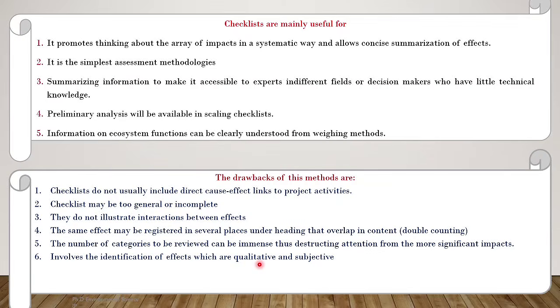And the absence of quantifiable data can make it difficult to compare and prioritize the impacts effectively.